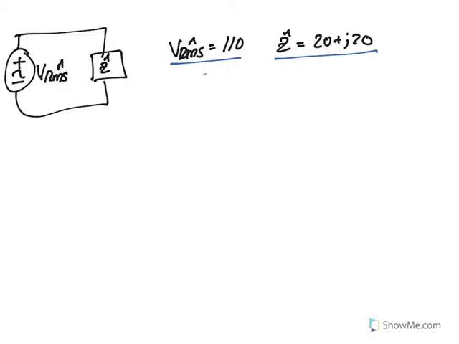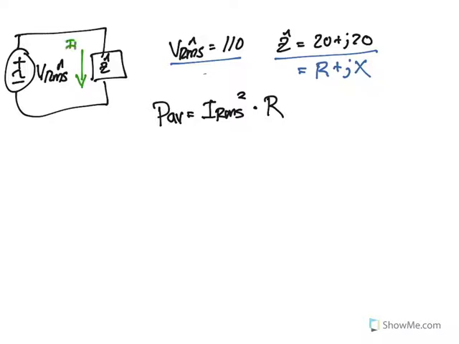When we're looking at this, recall that the real power is the I_RMS squared value times whatever the real part of the load is. In this example, the real part is just this 20 in the real component, and there's also 20 in the reactive component. So if we can find the RMS current that is flowing through here, then we would be able to determine the real power rather quickly.